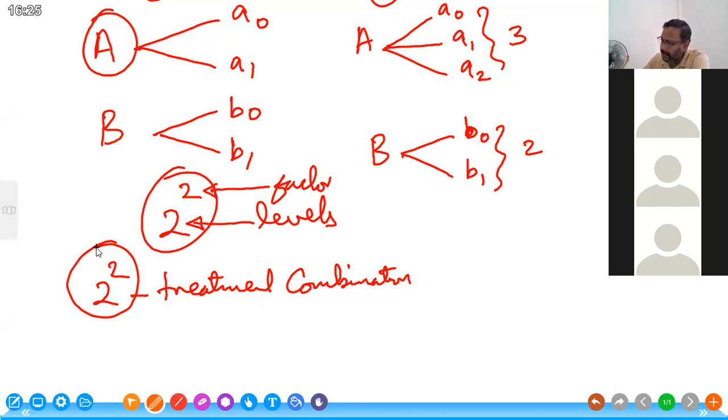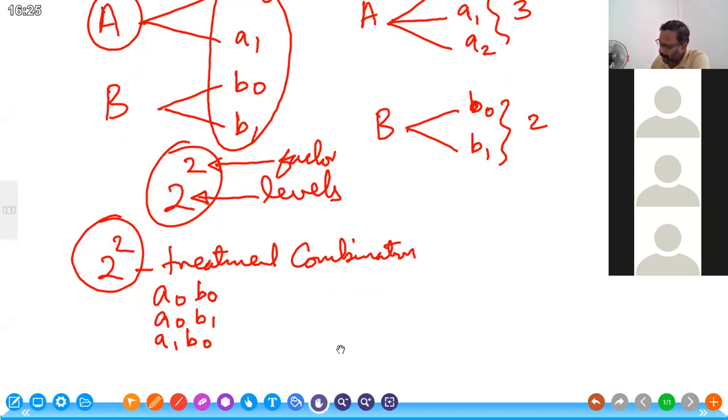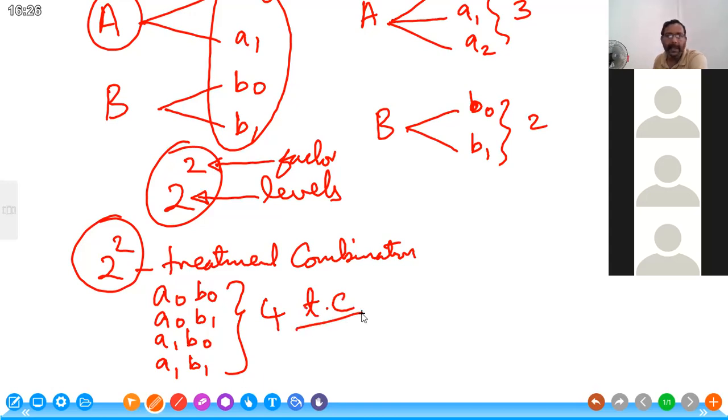So what are the combinations? A0 with B0 is one combination. A0 with B1, another combination. A1 with B0 is another combination. And what is the last combination? A1 with B1. So there are 4 treatment combinations. Hereafter, if I say TC, it means treatment combination.